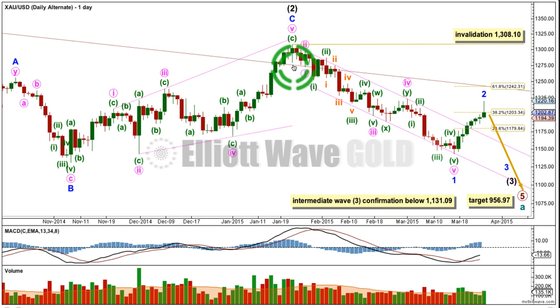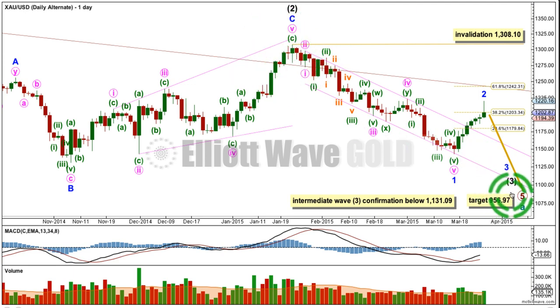But I still retain this alternate because within intermediate waves 1 and 2, it does have a better fit. It has better fit in terms of structure, better Fibonacci ratios and relationships in time. It has less problems apart from this channel breach.